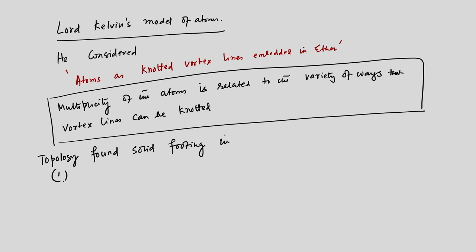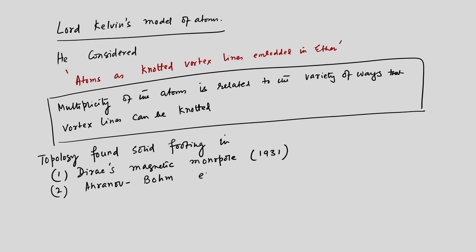so one of them is Dirac's argument, or his conviction about the magnetic monopole. So let me write Dirac's magnetic monopole. This was as early as 1931. Then came the Aharonov-Bohm effect. This was in 1959, and then one of the main topics of our discussion, which is the quantum Hall effect.